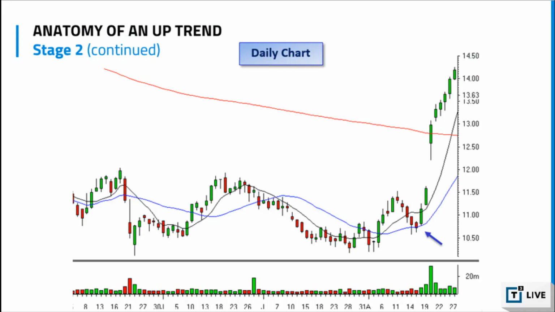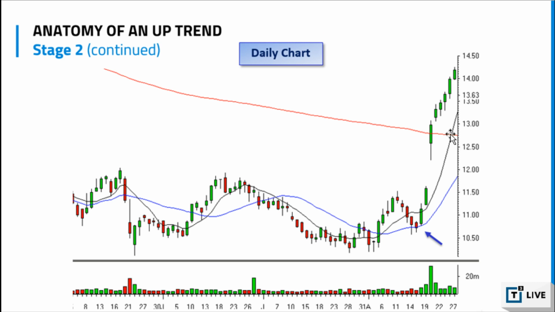Setup on the daily chart. Notice this was also a transitionary setup, meaning the stock was in a stage 1 and transitioned. Buy setup here, long, stop, and target. Two days later, this is a daily chart, it got to the target.